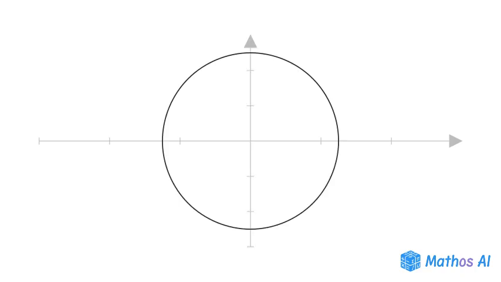Imagine a perfect circle, exactly 1 unit in radius, centered at the origin. This is our unit circle. Now, let's place a point on this circle. Its coordinates are negative square root of 3 over 2 and 1 over 2. The horizontal distance from the center to this point is our x-coordinate, and the vertical distance is our y-coordinate.